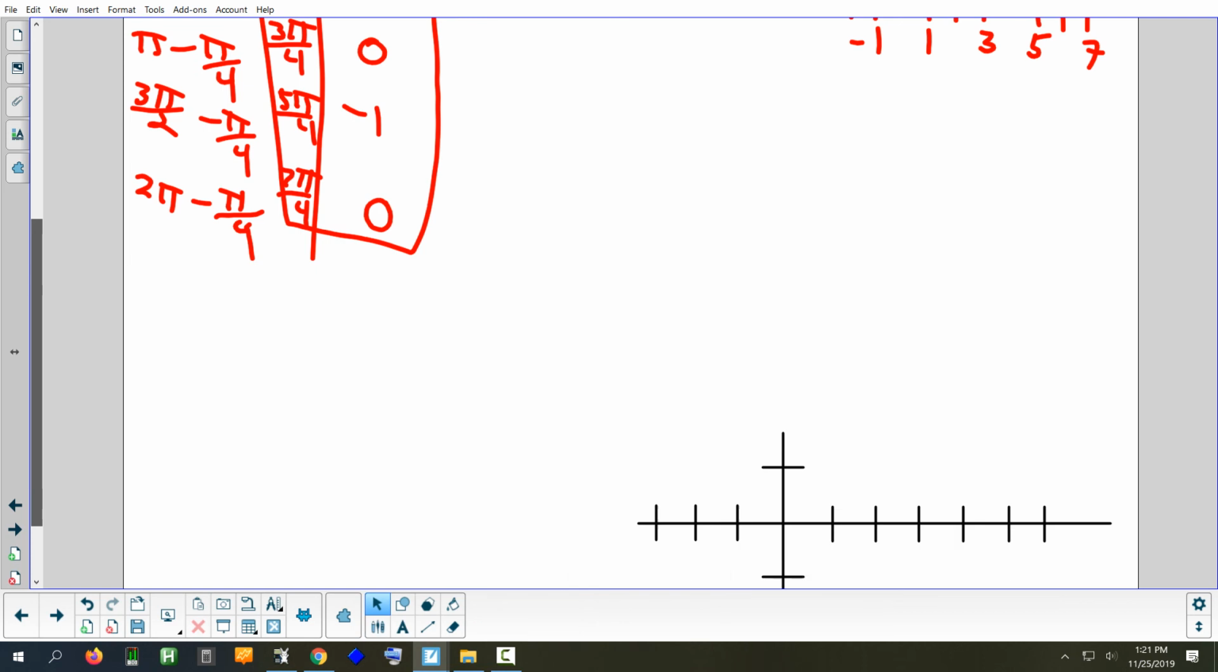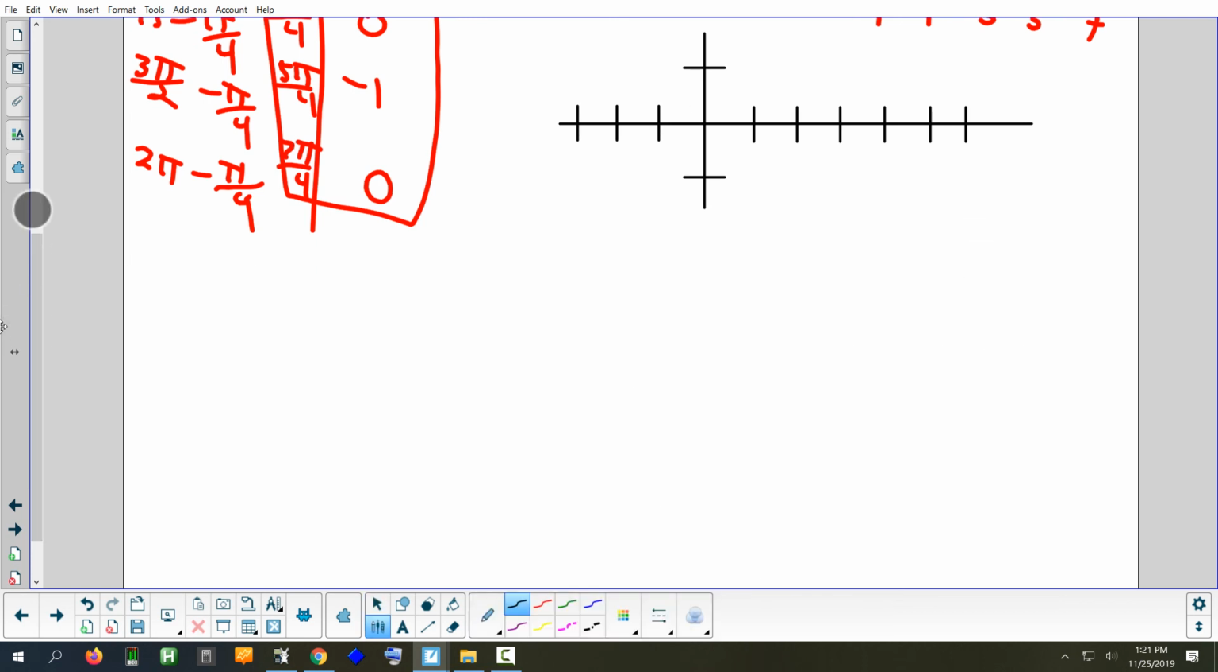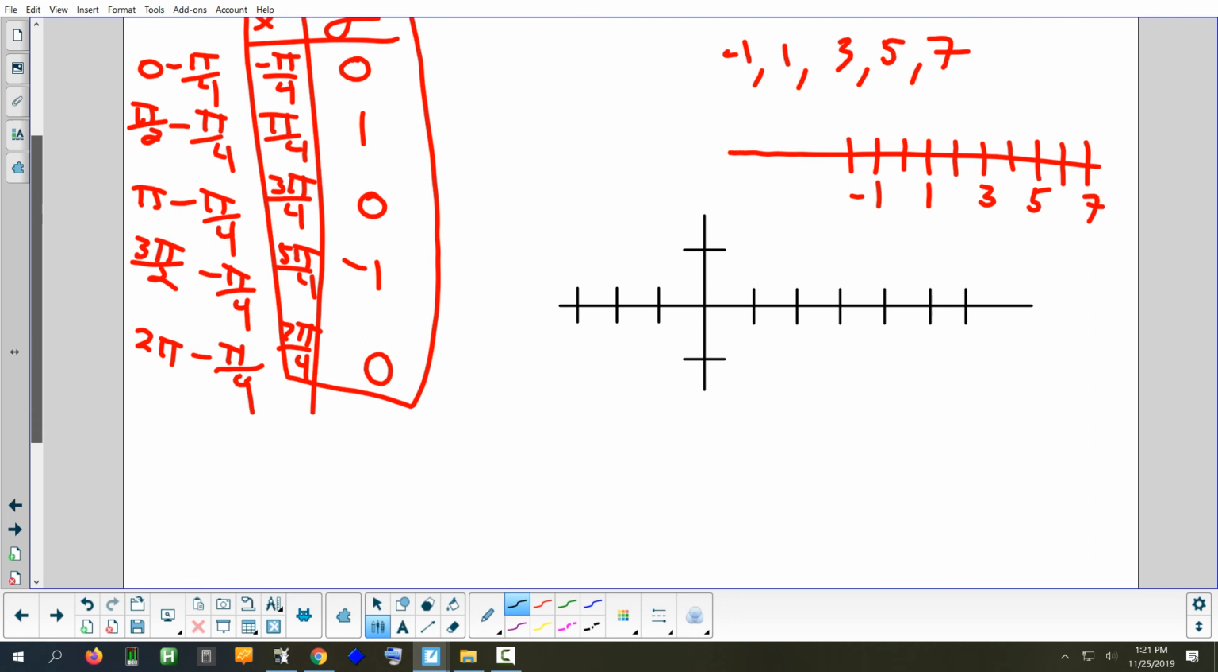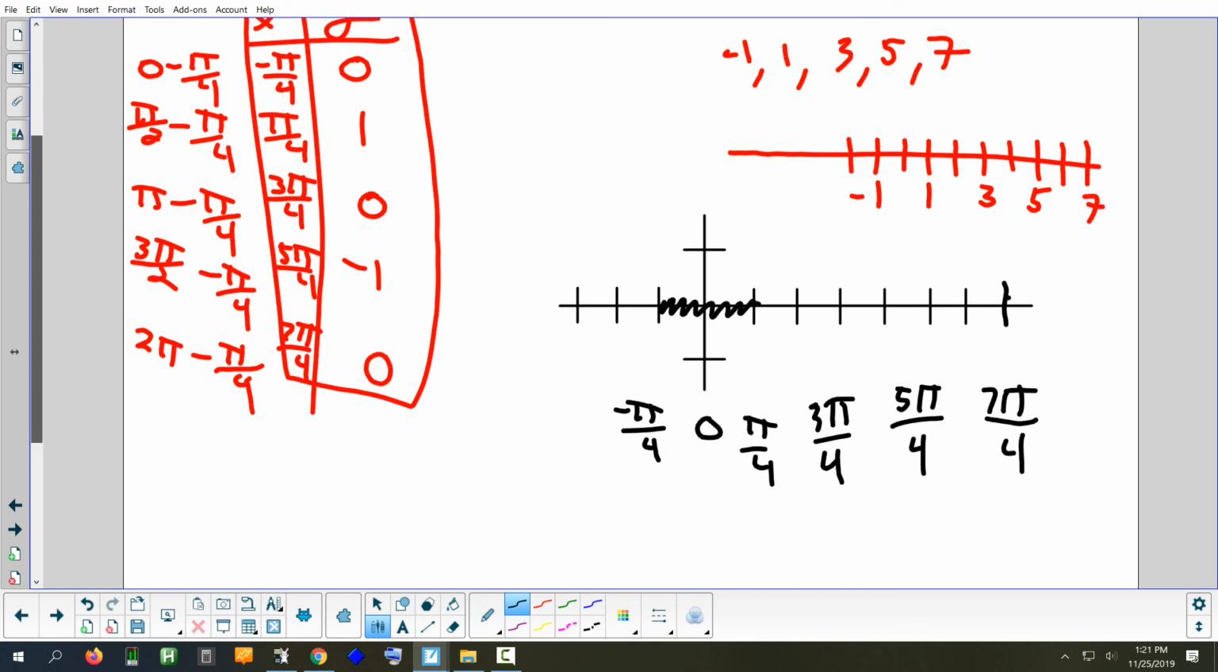So, when you label your axes, this is how you do it. Negative pi over 4, you're skipping over 0, and here's pi over 4. Here's your gap. That's negative pi over 4 to pi over 4. That has to be the gap each time. So your next label goes here, here, and I think I need one more. 7 pi over 4. That's the only thing tricky that can happen with a phase shift, is numbering your axes.